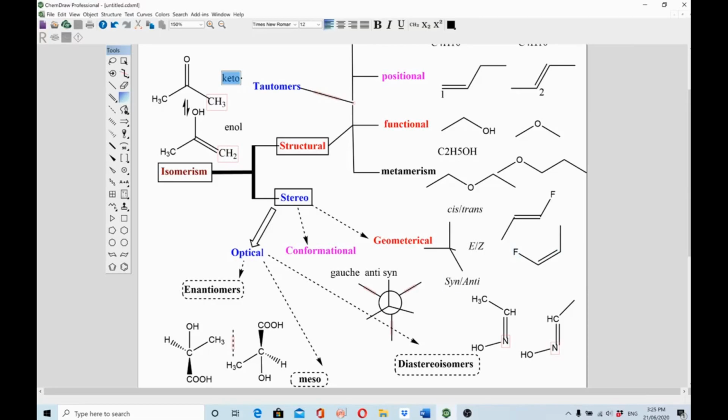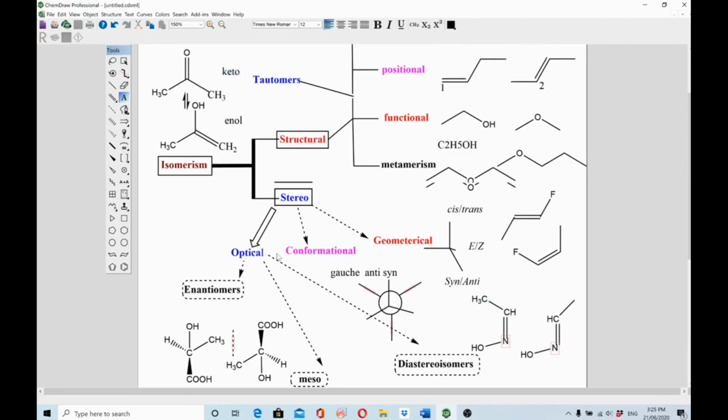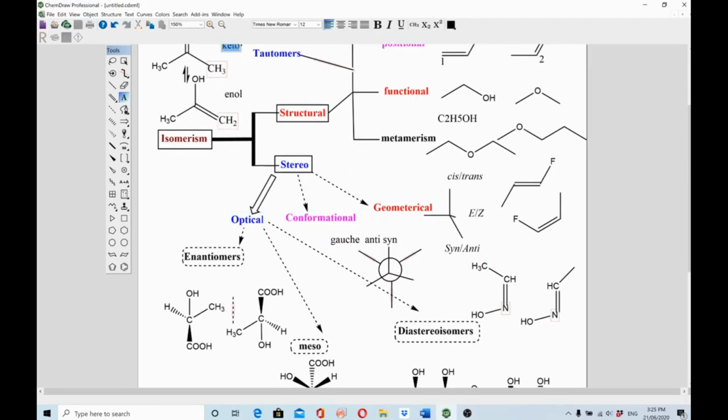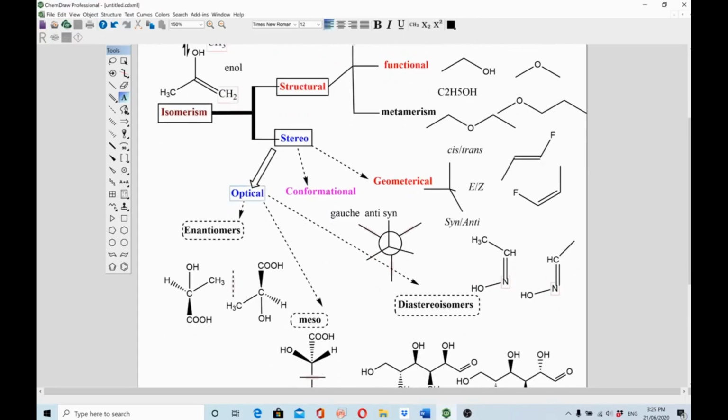And another type of geometrical isomerism is syn or anti. This also occurs in a carbon-nitrogen double bond. So if you see methyl and hydroxy group are on the same side, this is called a syn arrangement. In this case, methyl and hydroxy group are on opposite sides, that's called anti arrangement. And conformational stereoisomerism exists in single bond compounds, and they can adopt different conformations: gauche, anti or syn. I will make another video exclusively on conformation. I'm just introducing here.